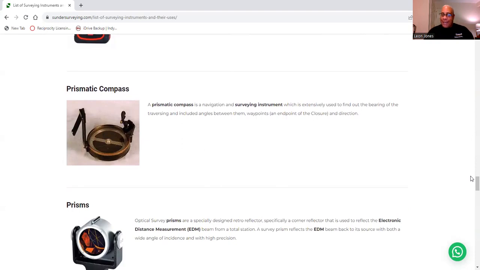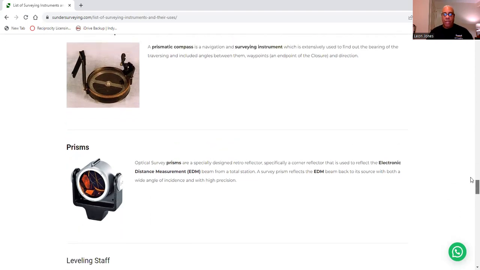The prismatic compass is basically a navigational piece of equipment. Or let me say it this way: a prismatic compass is a navigation and surveying instrument which is extensively used to find out the bearing of the traversing and included angles between them, waypoints, and endpoint of the closure and direction.